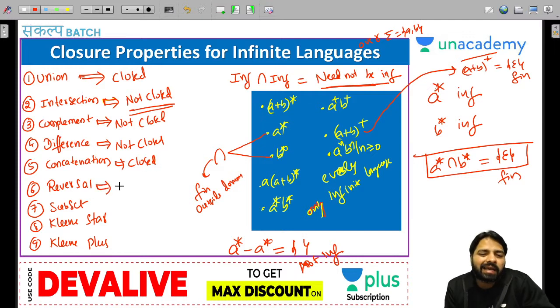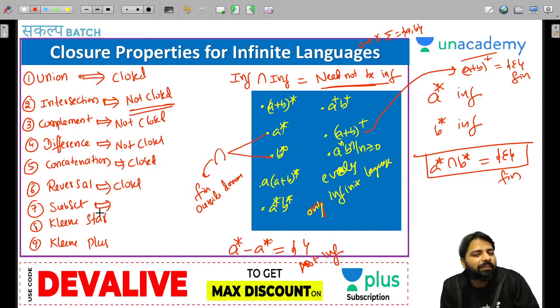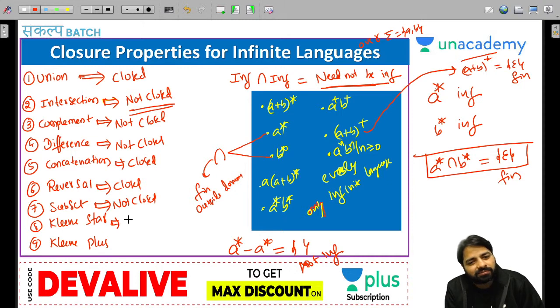Reversal of infinite, again reversal. Again infinite. Any operation you have a doubt, let me know. It's a closed. Subset of infinite: empty is also a subset of every language, but it is not infinite. So it's not closed. Kleene closure of infinite is again infinite.